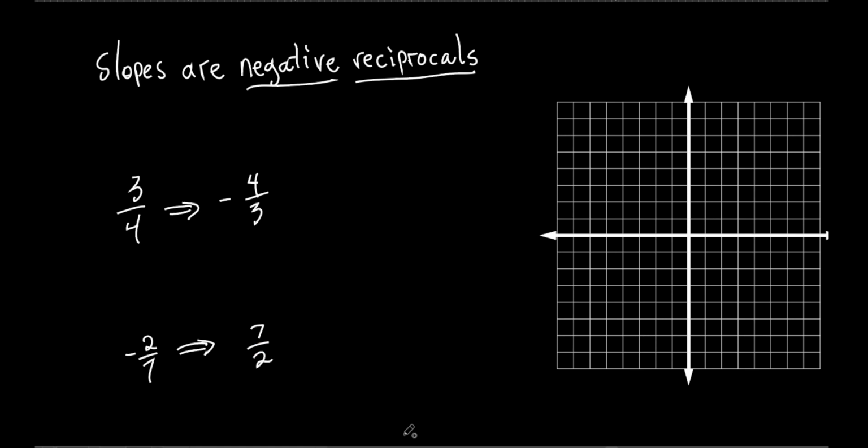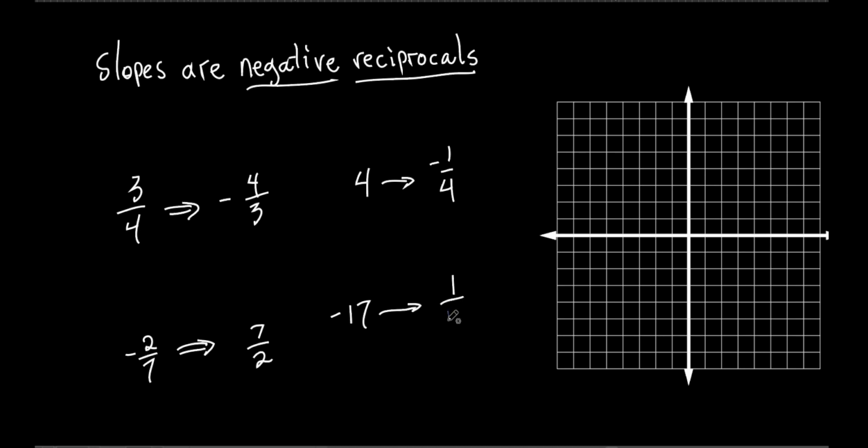Those are negative reciprocals. What if I had a slope of 4? What's the negative reciprocal? Again, they're not equal. That's why I put an arrow and not an equal sign. What's the negative reciprocal of 4? Negative 1/4, right. I'll do one more, like negative 17. If the slope of a line was negative 17, what's the slope of a perpendicular line to that?